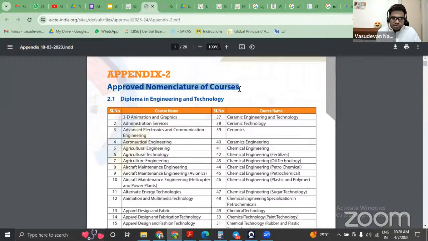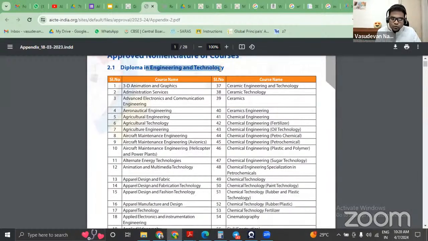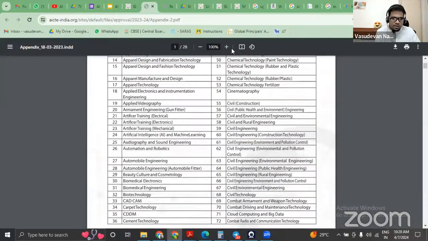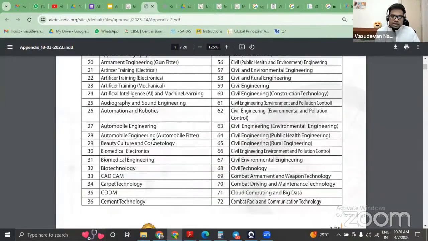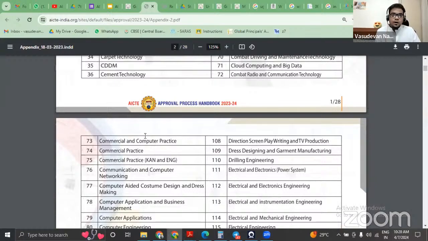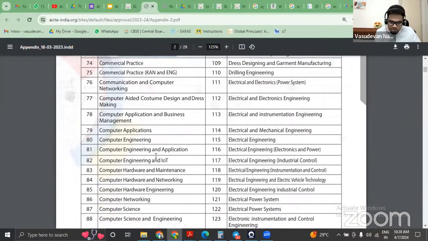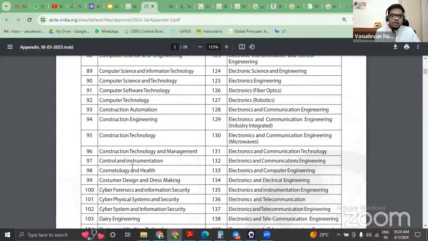So these are approved nomenclature of courses: diploma in engineering and technology. So they've got all the technologies present over here. These are some of the courses that are approved by AICTE. I think you're able to see this. Commercial and computer practice, computer engineering and IoT. So construction automation, the code is given.